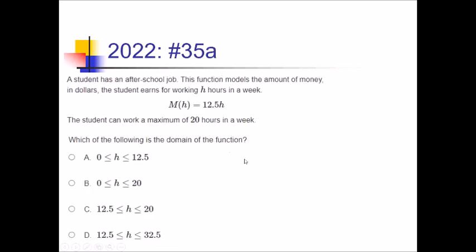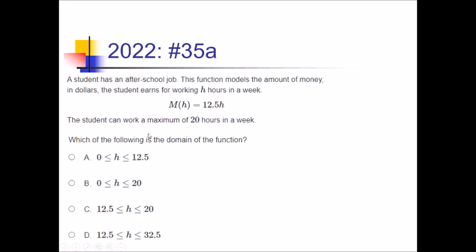For this two-part problem, we have a student with an after-school job, and here's the function modeling how much money the student has working H hours a week. Now, we're told that the student can work a maximum of 20 hours a week. I know some businesses have gotten in trouble for having students work more than certain legally required maximums of hours, so this is a very feasible real-life situation.